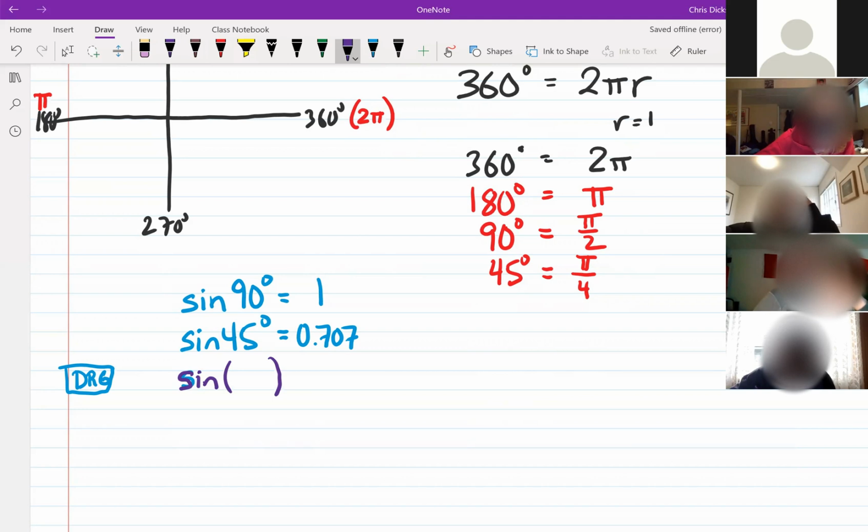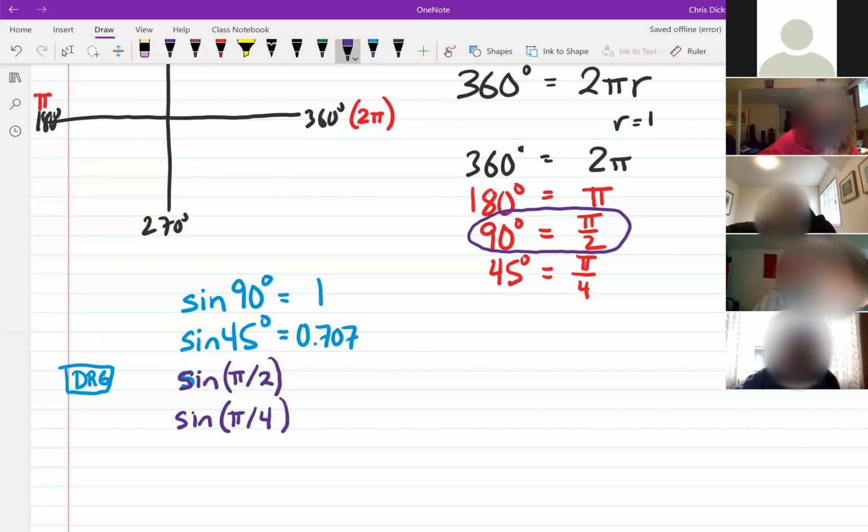So if you go back to your table here, up here we said 90 degrees was the same thing as pi over 2. So type in the sine of pi divided by 2. And then also type in the sine of 45 degrees, but in radians, which is pi divided by 4. So if I type that in, I should get 1 here, and I should get 0.707. Okay. So there is a connection between obviously the radians and degrees.